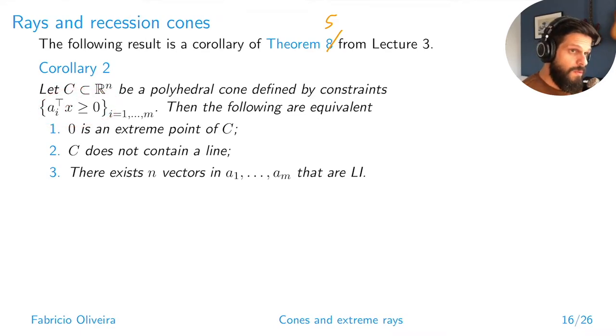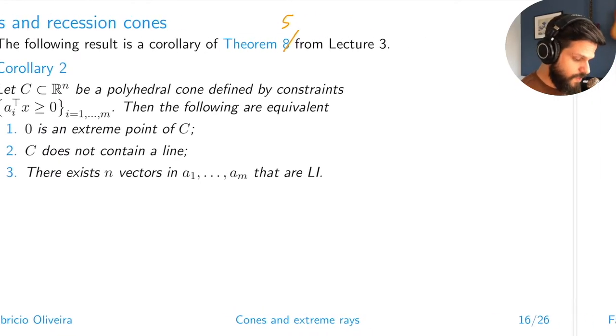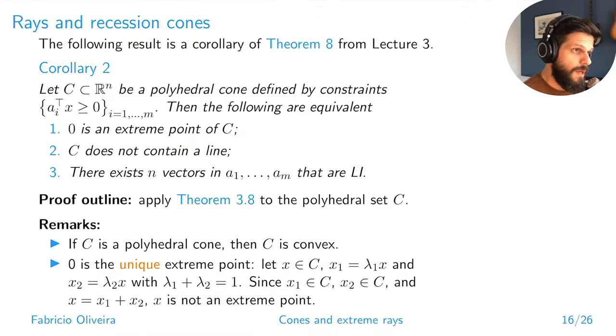So that's basically, bearing in mind that a polyhedral cone is a polyhedral set, then what holds for a polyhedral set must hold for a polyhedral cone. So proving this is sort of trivial. You just apply theorem 5 from lecture 3 directly to the polyhedral set C. And because C, a polyhedral cone, is a polyhedral set, and as we defined, polyhedral sets are convex, then C is obviously convex. And with that notion of convexity of C, you can actually show that zero, the point of the pointed cone, is going to be the only extreme point of that set.